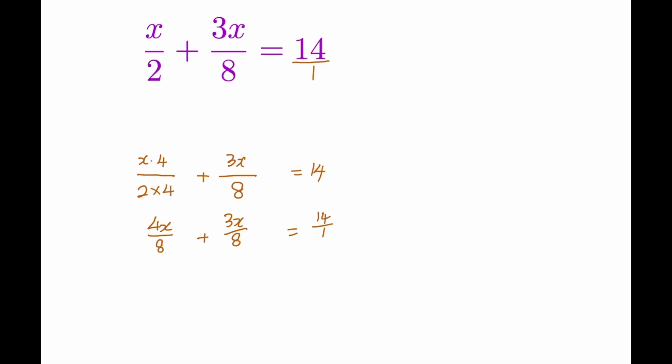If both the denominators are the same and there's a plus or minus in between, what you can do is combine them. Just write the denominator once and then copy down the numerators. Okay, 4x plus 3x over 8, and then this side is 14, so it will be 7x over 8 equals 14.